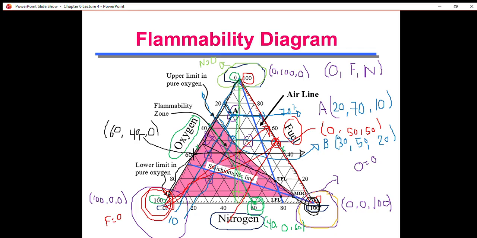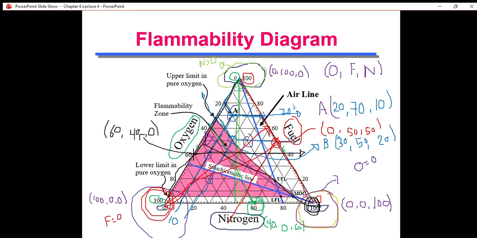So if I'm looking at the fuel line, it is opposite to the corner where the oxygen concentration is equal to 100%. Similarly, if I'm looking at the nitrogen line, it is opposite to the top corner of the triangle, which has 100% of fuel, which means that any point on the nitrogen line will have a fuel concentration equal to 0.